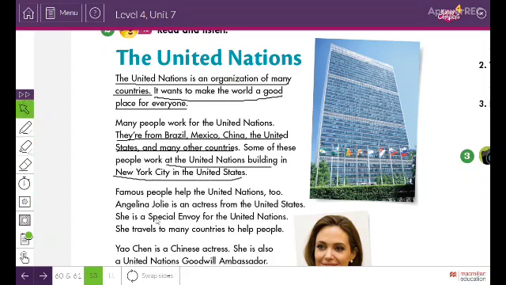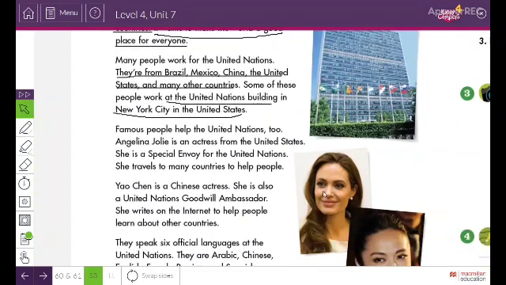The United Nations also has two popular ladies. Yeah, the first one, Angelina Jolie. Yeah, she's an actress, right? Angelina Jolie is an actress from the United States. Yeah, and what does she do? She travels to many countries to help people. Yeah, what is envoy? Envoy is like a person who works for charity, yeah.